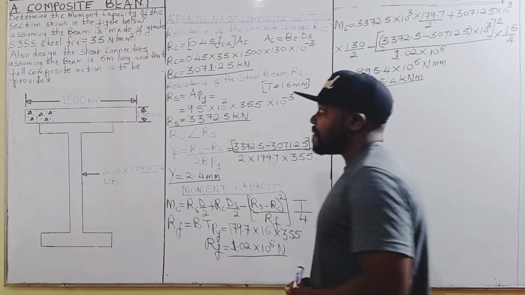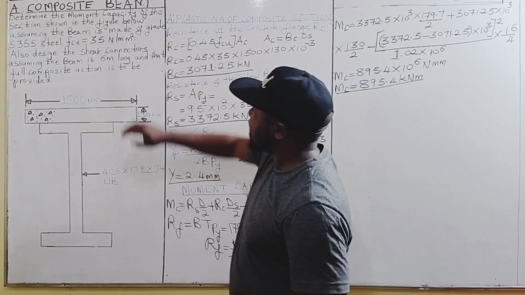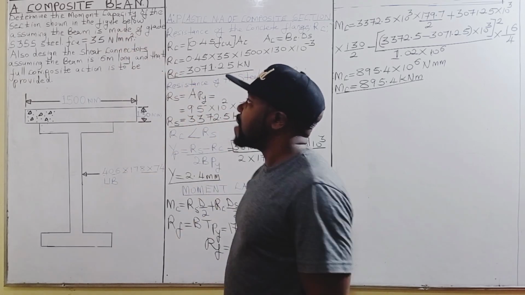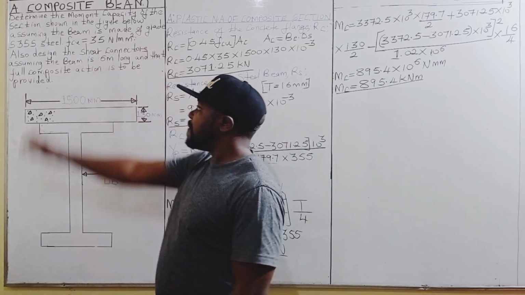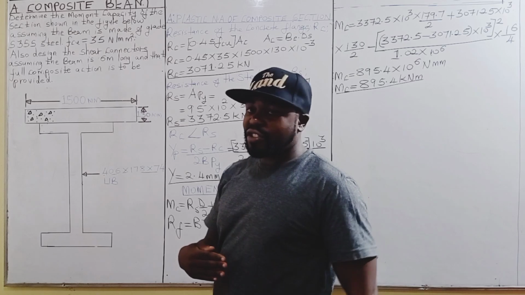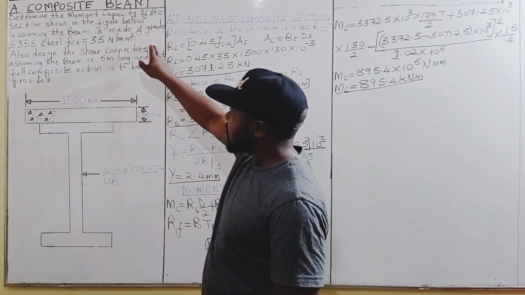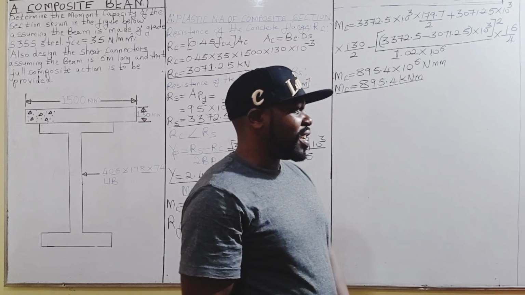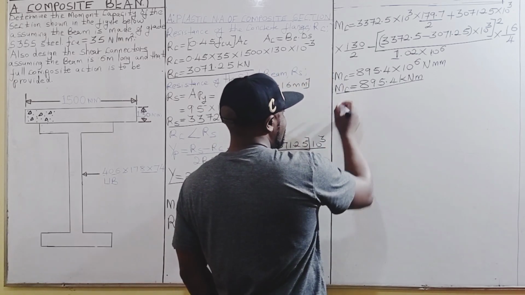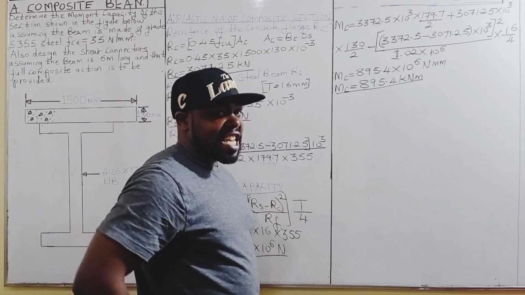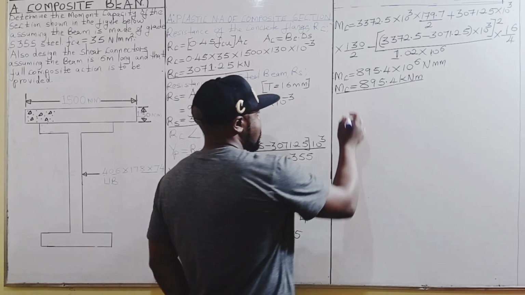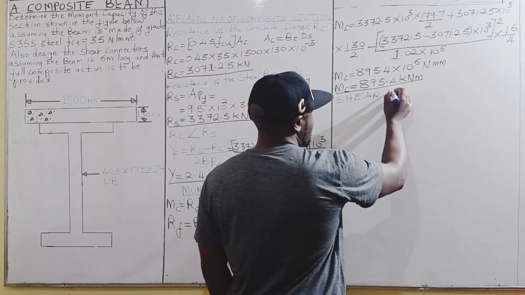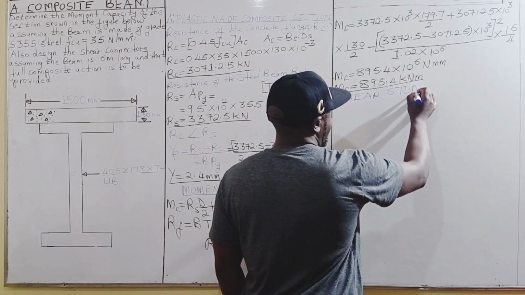So we are done with the first part of the question, that is asking us to determine the moment capacity of the section shown in the figure below in grade S355. The next part of the question is designing connectors. And in this case, when it comes to designing connectors, we are going to determine what we call shear studs.